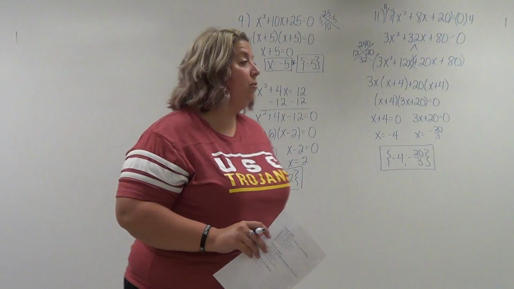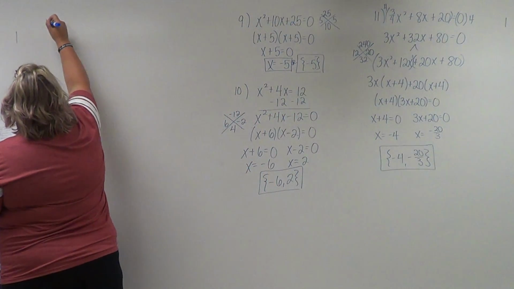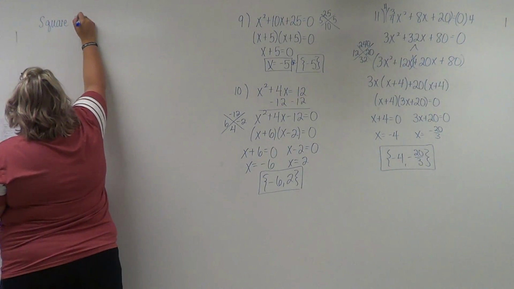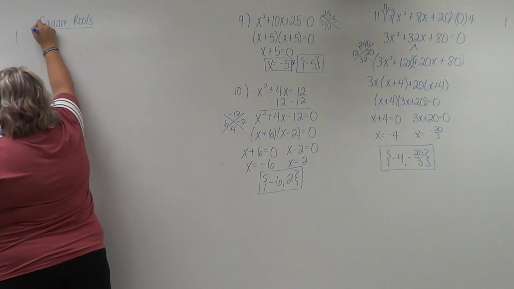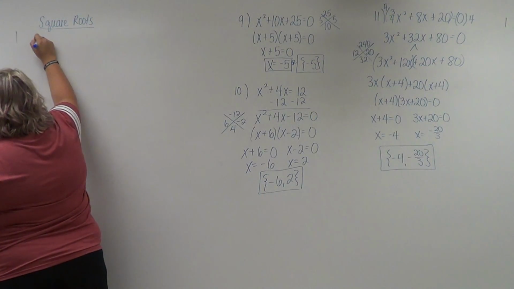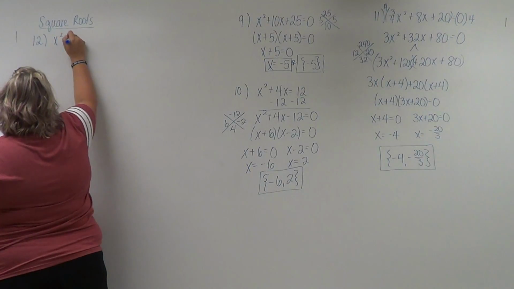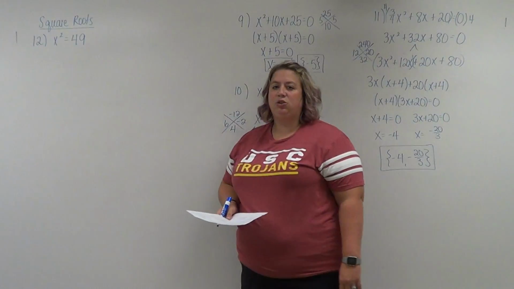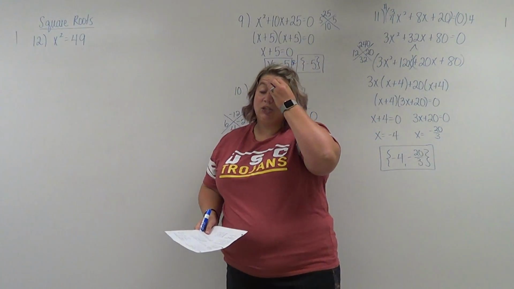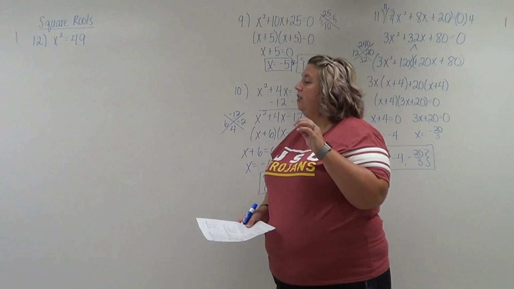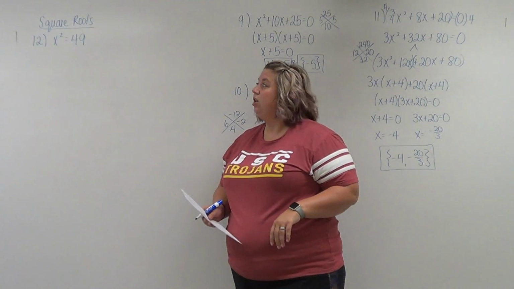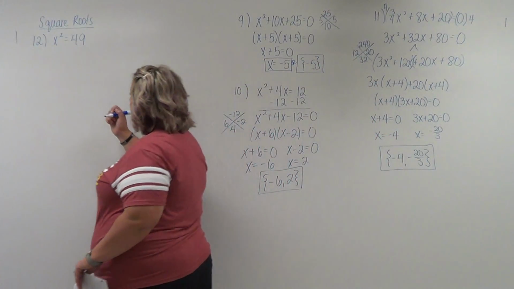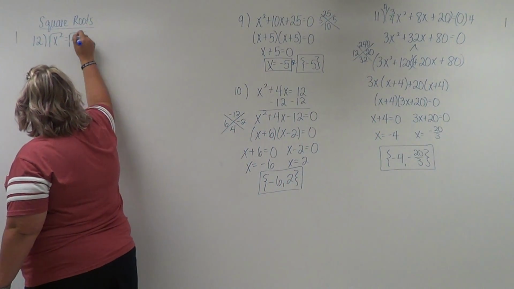Okay, the next method would be the square roots. Okay, when you solve by taking square roots, the whole point is to get the squared part by itself. Then to get rid of it, you're going to take the square root. So on number 12, x squared is already by itself. So to get rid of the squared, we're going to do the square root of both sides.